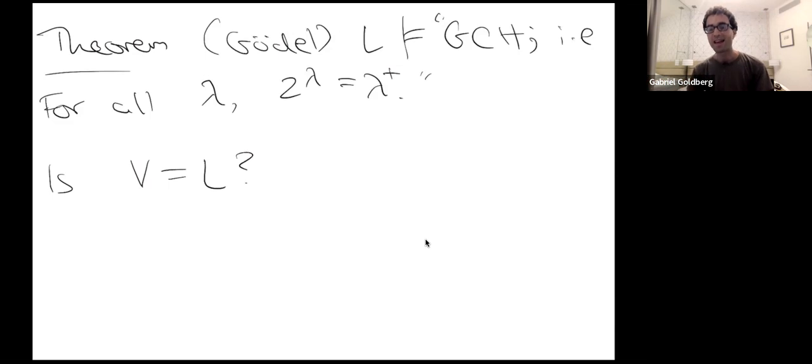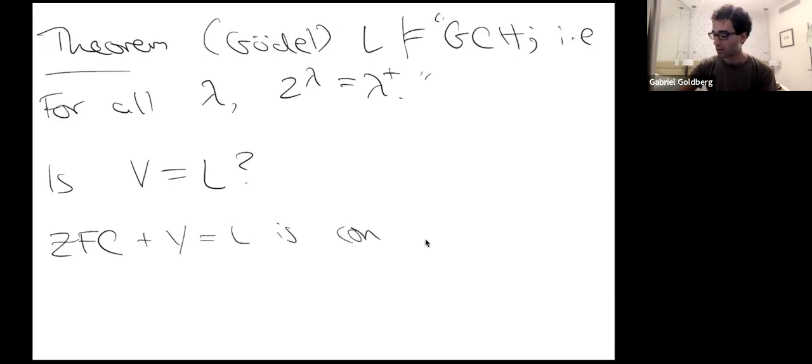Or should we adopt the axiom that V is equal to L? And the thing is, it's consistent with ZFC that V is equal to L. It's also consistent that V is not equal to L. So why is it consistent that V is equal to L? Well, L turns out to be a model of ZFC plus V is equal to L.